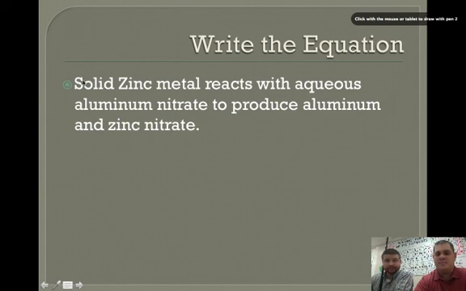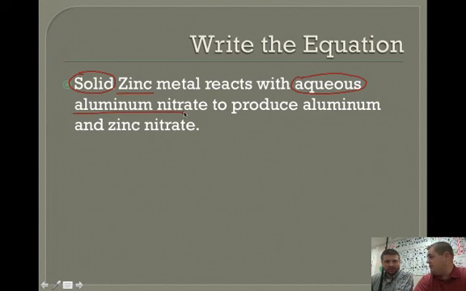So we give you, in this case, solid zinc metal. Coach Forster, let's just underline the compounds or elements we have here. So we have zinc. Zinc reacts with aqueous, and we'll go over what that word means. We're going to talk about those words there: the solid, the aqueous, and the aqueous aluminum nitrate to produce aluminum and zinc nitrate. Okay, so we've got our elements or compounds underlined.